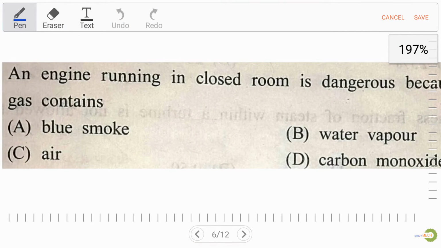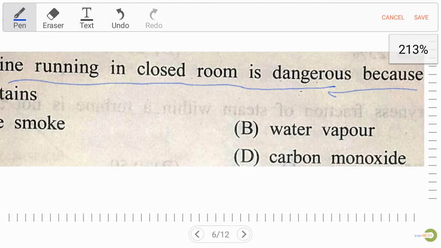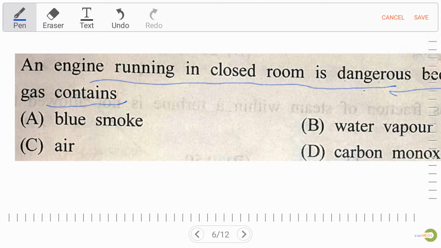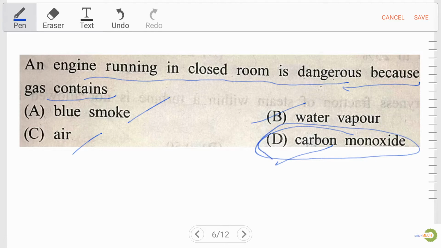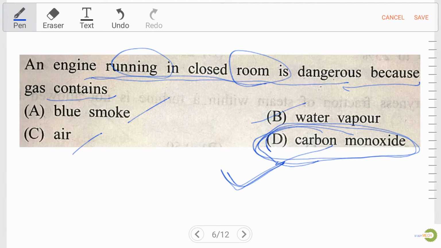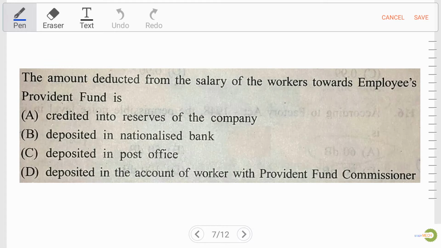Our next question is, an engine running in a closed room is dangerous because the gas contains: option A, blue smoke, option B, water vapor, and option C, carbon monoxide. Well, at the exhaust, carbon monoxide is very dangerous. If the engine is running in a closed room, then it is dangerous because carbon monoxide emits from the exhaust gas. So our right answer is option D. Now let's move to the next question.